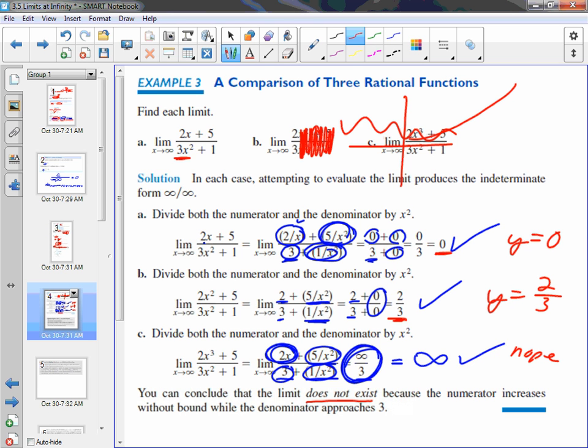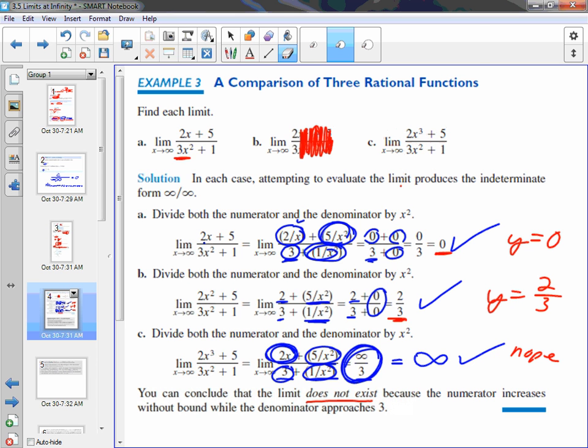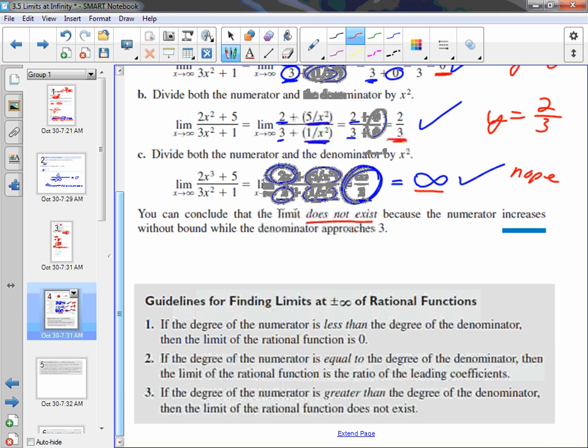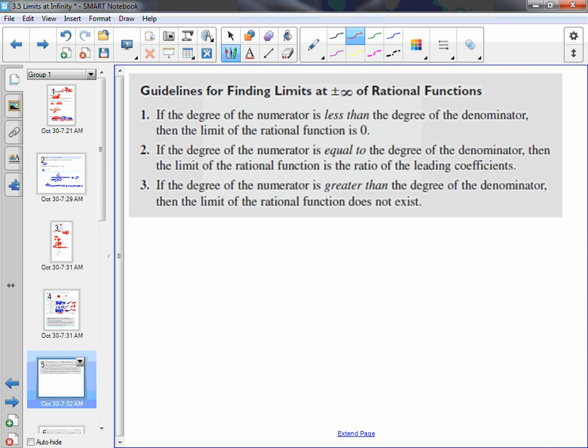And here, when the exponent on the x is bigger in the numerator, we got infinity. You think maybe that's a pattern that we should notice? Yeah, we really need to notice that. We need to notice it so much that I included that on this slide and the next slide. This is on page 201.